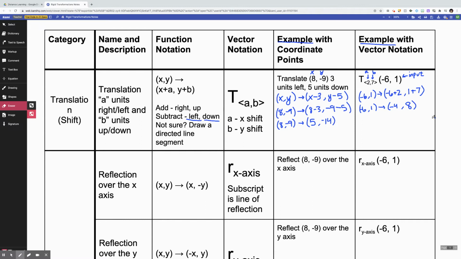Okay. So translations are pretty simple. You're literally just adding or subtracting however many units are given to you in the actual problem. Okay. All right, so give me a second to clear my screen off, and then we're going to talk about reflections.